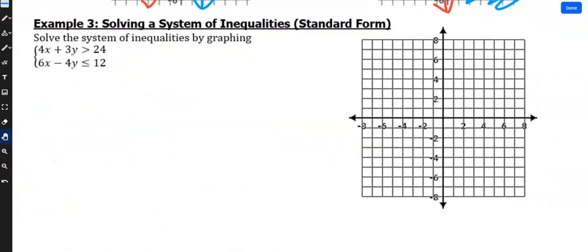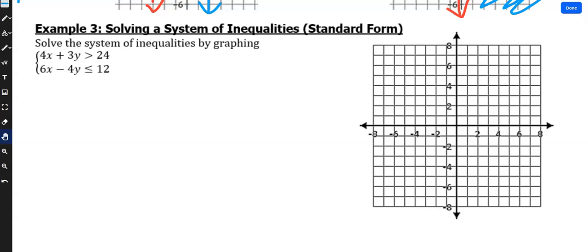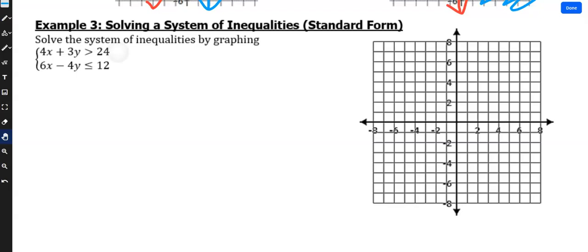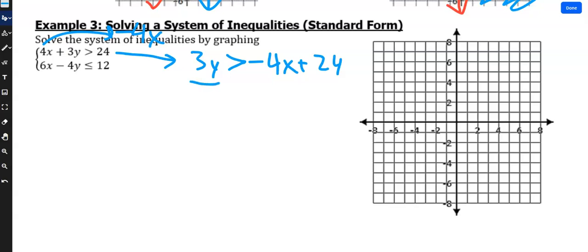Okay, now, what if it gets a little more complicated? I probably would solve these equations for y. I think that would be easier for everybody. So move the 4x over to the other side. So 3y is greater than, since you're subtracting 4x, that would be negative 4x plus 24. And you would divide by 3. Y is greater than negative 4/3 x plus 8.